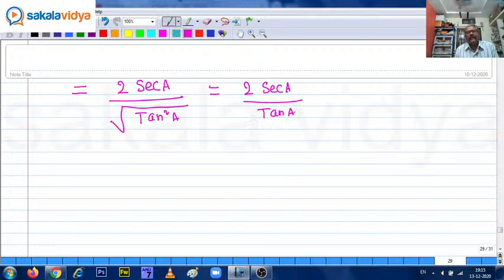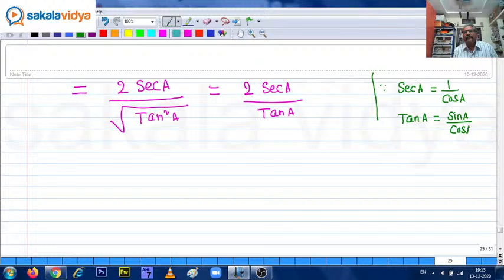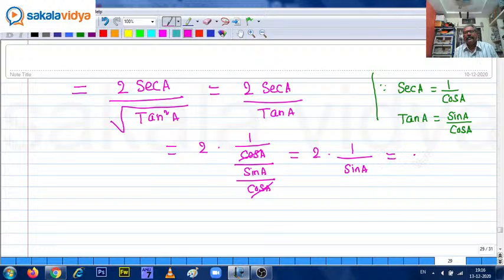But what do we need to prove? We need to prove 2 cosecant a. So we need to change sec a and tan a in terms of sine. Sec a equals 1 upon cos a, and tan a we can write as sin a by cos a. Let us replace these values: 2 times 1 upon cos a upon sin a by cos a. So this cos a gets cancelled. We have 2 times 1 upon sin a. 1 upon sin a is cosecant a. 2 cosecant a. This is RHS. Hence, it is proved.